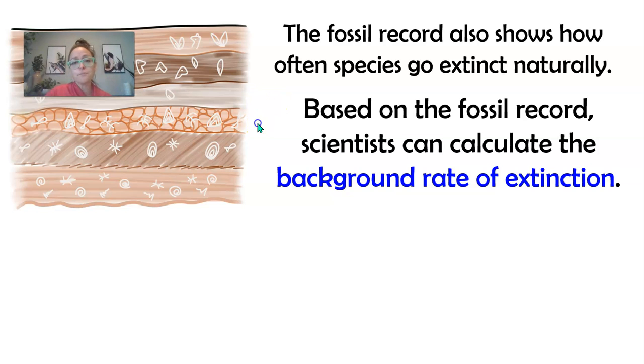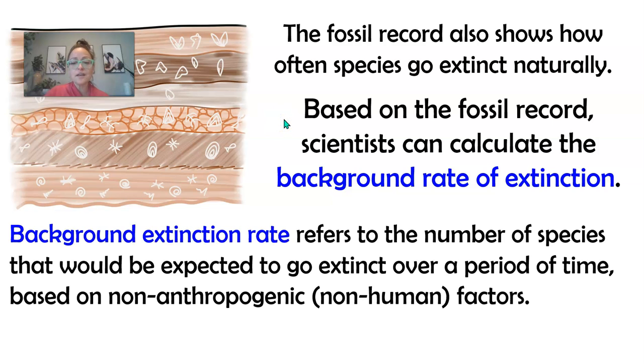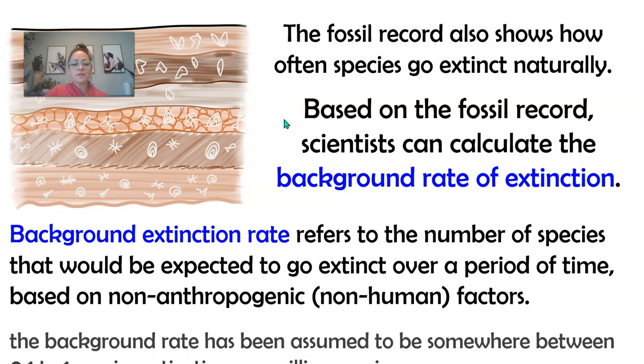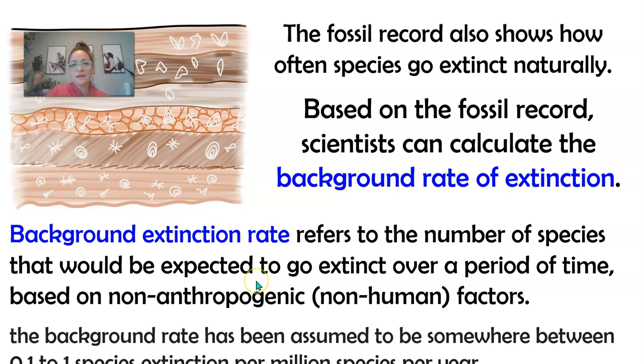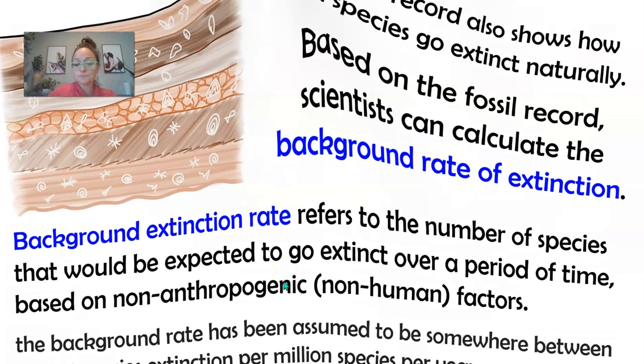So the natural background rate of extinction is calculated to be somewhere between 0.1 and 1 species going extinct per million species on Earth per year. So for example, if there were 5 million species on Earth, 5 things would go extinct in that year. So a very slow or low amount for the background rate of extinction.